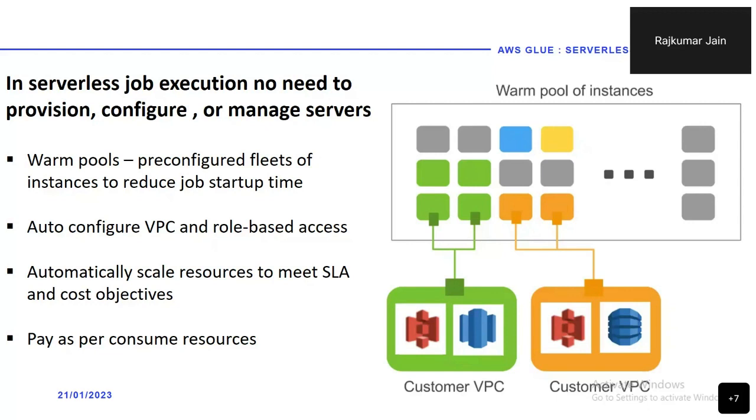How and why? On the Lambda side, SnapStart helps you warm up your instances. When you are executing your Lambda functions, there is no need to initiate from scratch, because in the Java libraries there are lots of dependencies that need to be initiated first, and after that your few lines of code are executed. This is just for the example. Here the warm pool helps you pre-configure fleets of instances to reduce the job startup time.